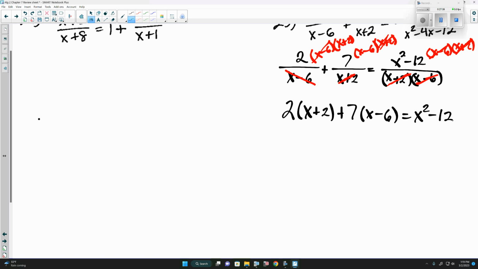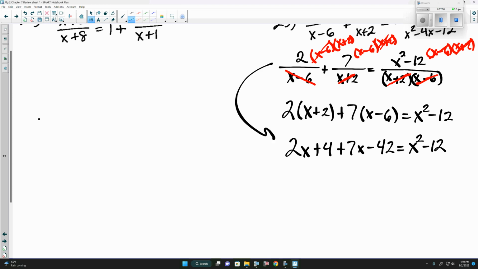Now, if you already multiplied it out, there's nothing wrong with that. So if you had already written it as 2x plus 4 plus 7x minus 42 is equal to x squared minus 12, if you just jump from here to there, that's fine. If you feel comfortable doing that, you can go on and do that. If not, go on and write it out as our step right here.